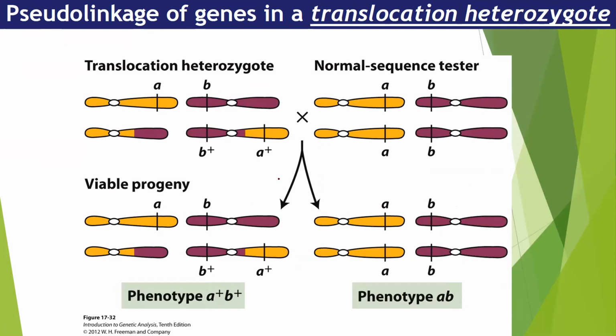So initially, if there's no translocation, A and B are on different chromosomes, right? They're unlinked. So based on Mendel's second law, these two genes will sort independently. So if there's no translocation, you're going to see four types of progeny from this test cross, either parental type or recombinant, right?